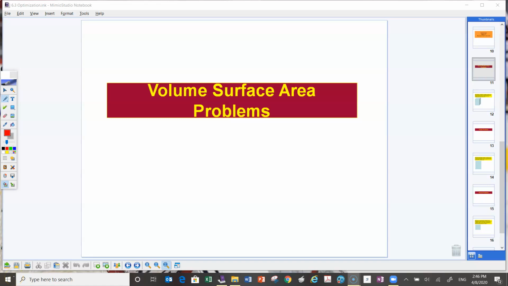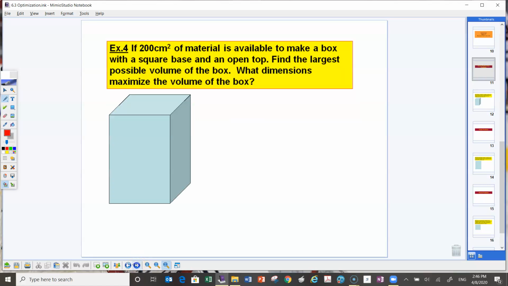We will continue our study of optimization problems looking at a few other types. The next type we're going to look at are ones involving volume and surface area. So if we take a look at this question, we have 200 centimeters squared of material, which is available to make a box that has a square base. So that's important, square base, and an open top, so there's no lid. And we're asked to find the largest possible volume of the box and what dimensions maximize the volume.